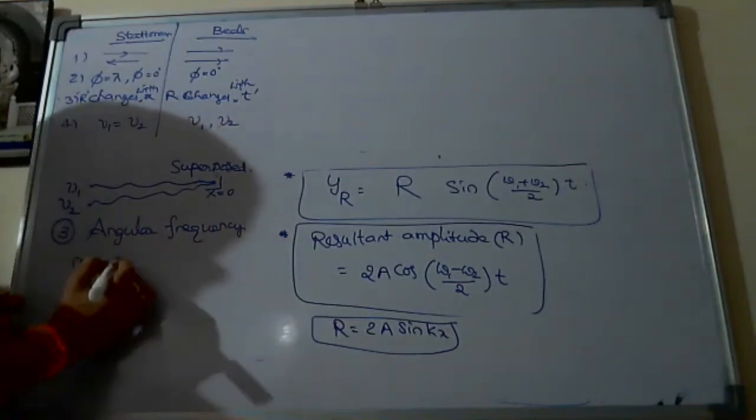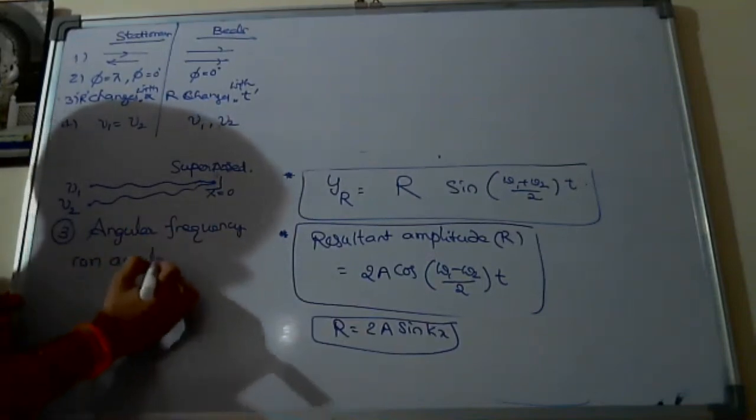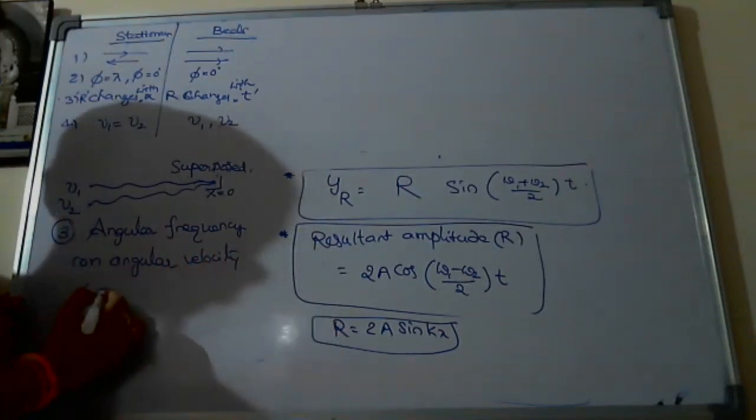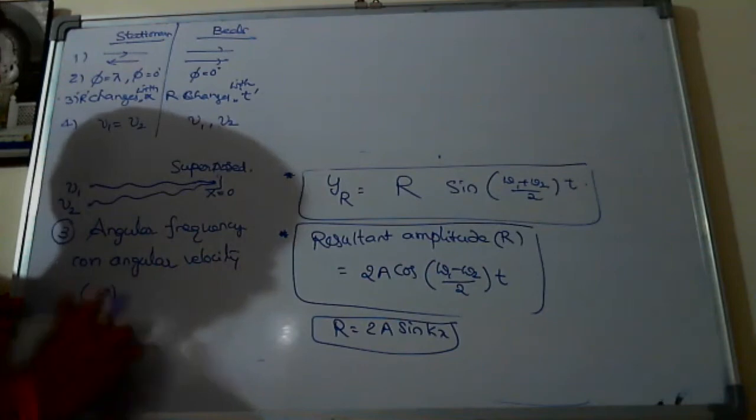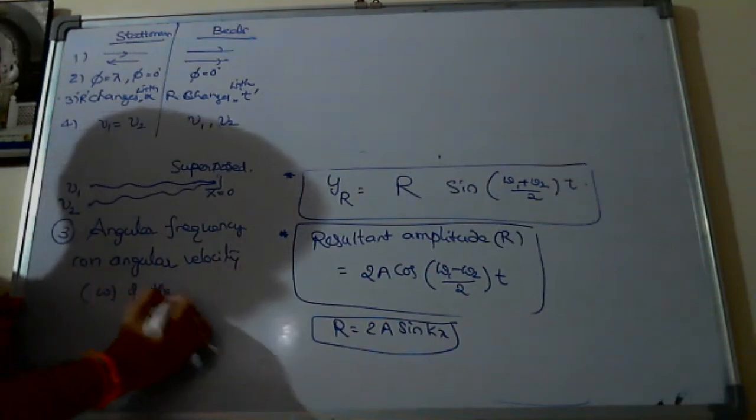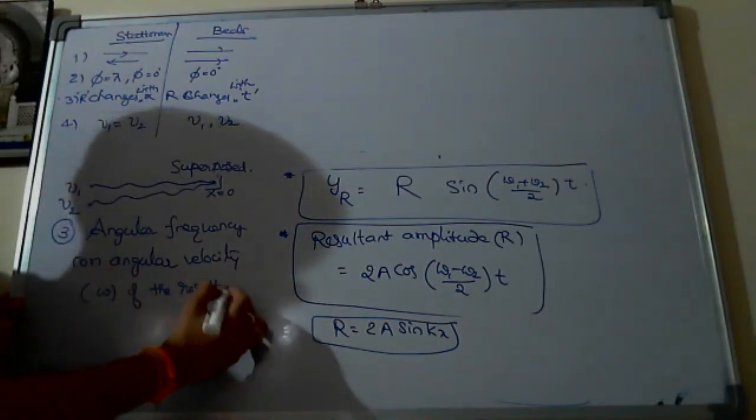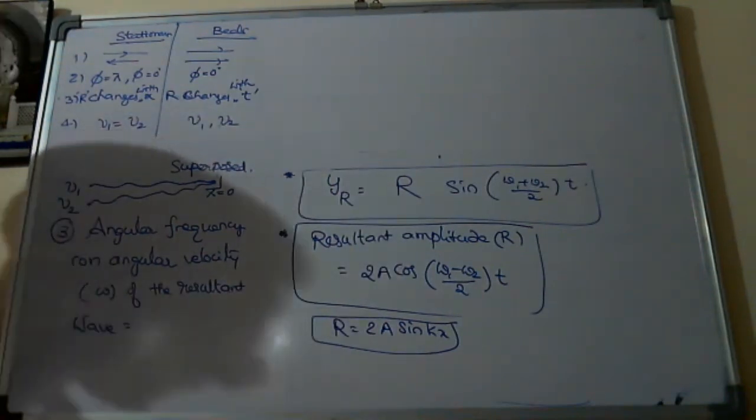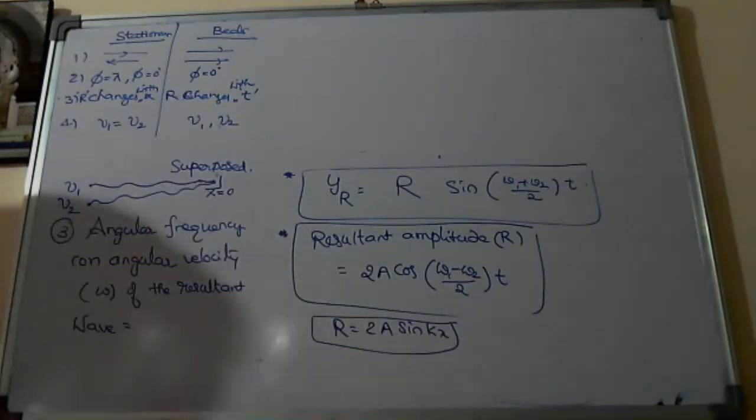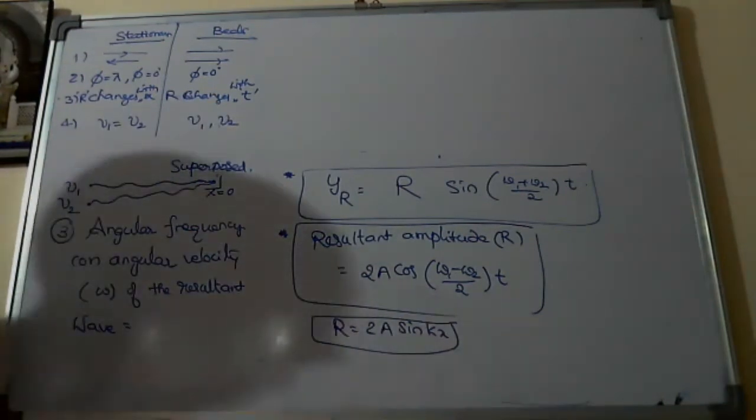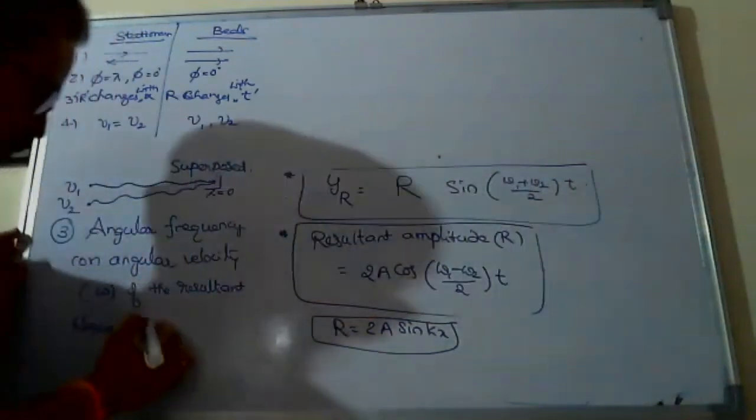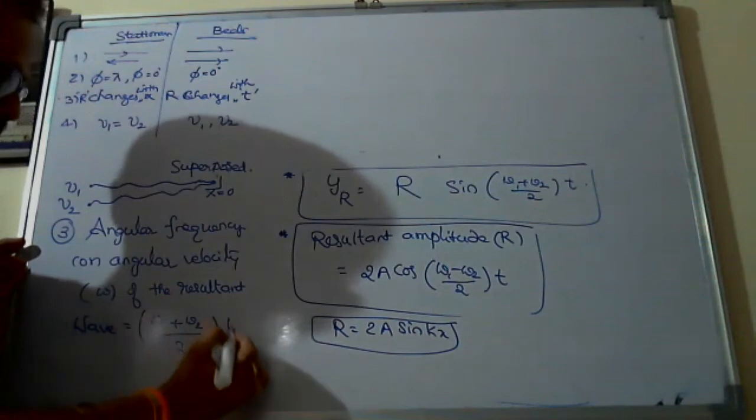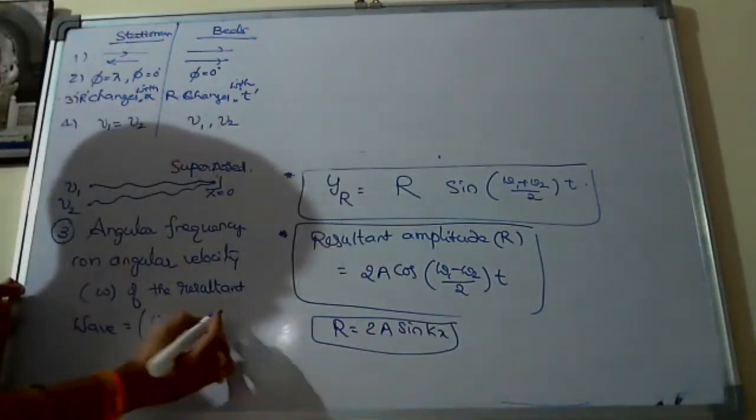Angular velocity or angular frequency means omega of the resultant wave. This one is already given in exams now. What will be the angular frequency of the resultant wave? That I got here: omega is (omega 1 plus omega 2) by 2.